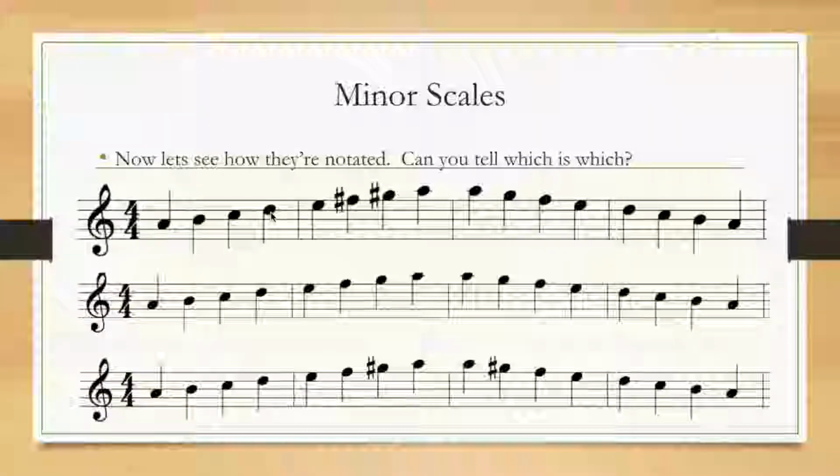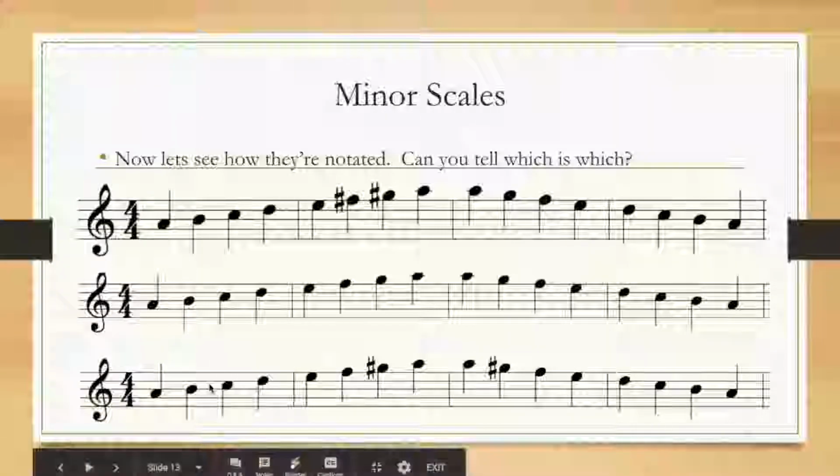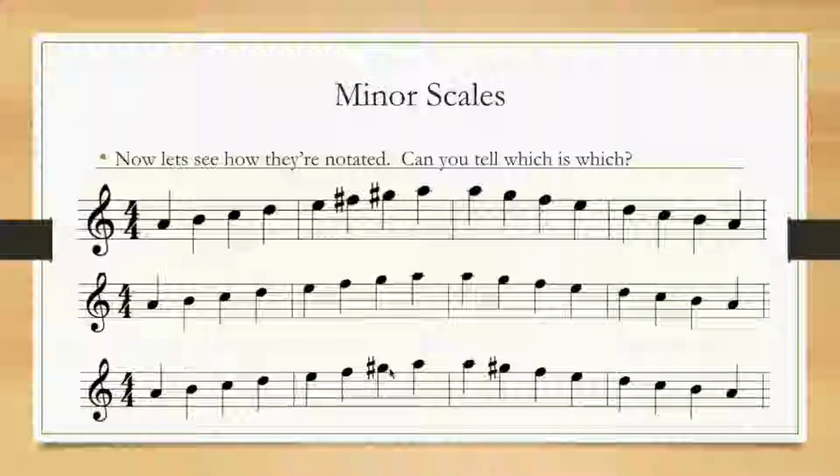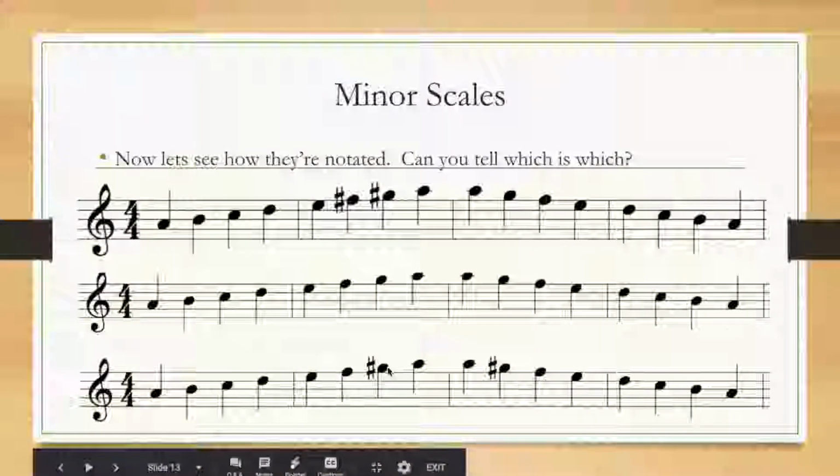Right here, no sharps, no flats. Starts on A, so this is an A minor, a natural minor scale, this one. Here, you see only the 7th scale degree is raised. Between here and here, that's a step and a half. From F to G sharp, that's a step and a half. That's a telltale of our harmonic minor scale.